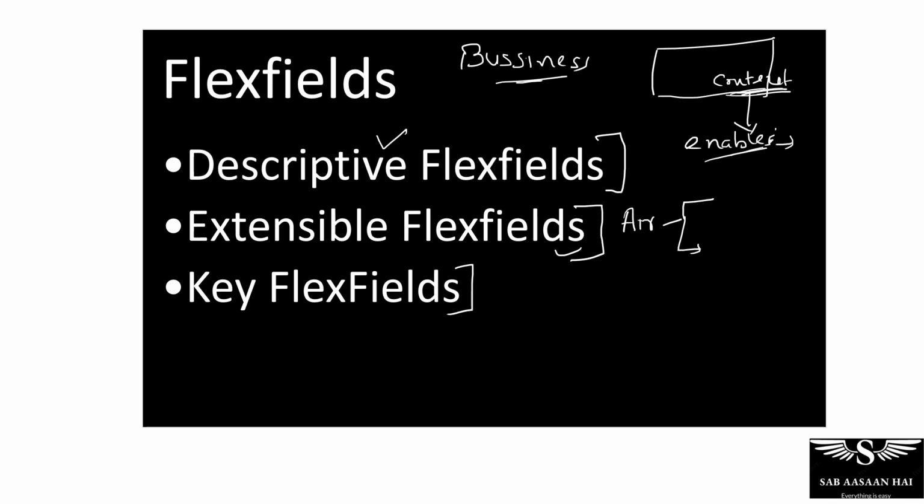And then third comes the key flex field. From the HR point of view, we are going to learn about the people group and the costing part. The cost allocation key flex field is one, and the people group key flex field is another. So we are going to learn about all three types of flex fields in this particular session. Now let me log into the application and show you where we can identify them. We will create some flex fields, and then we will see them.